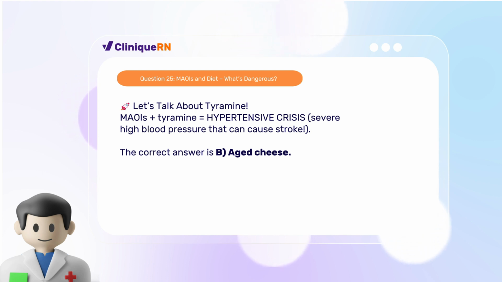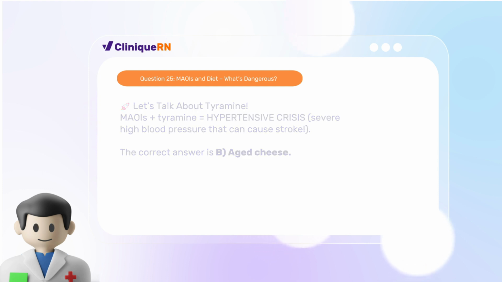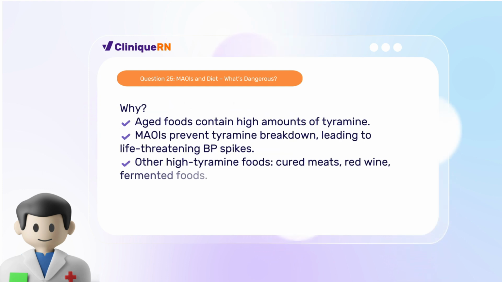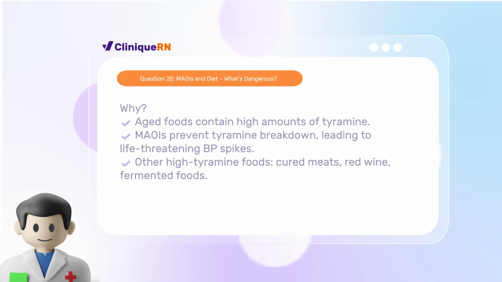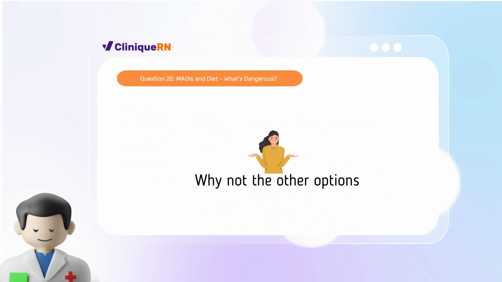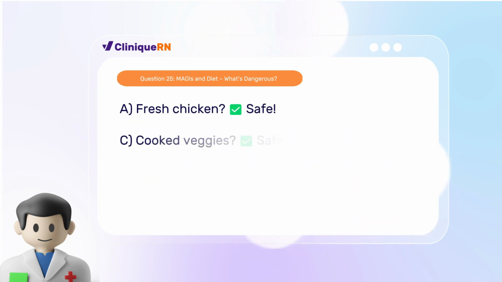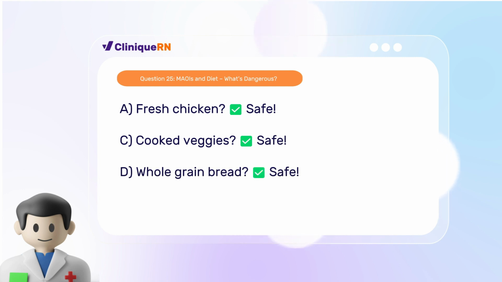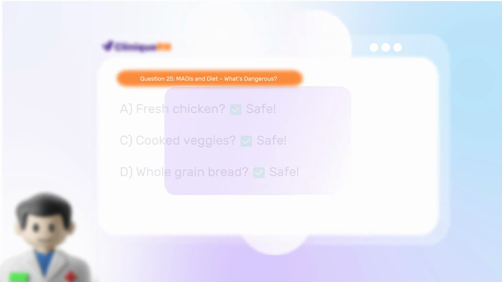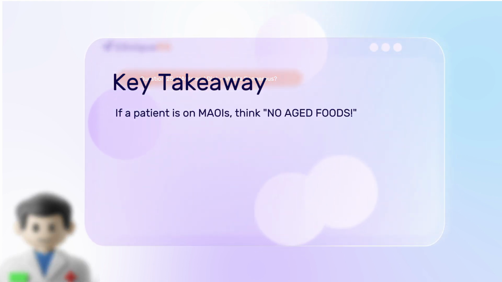The correct answer is B. Aged cheese. Why? Aged foods contain high amounts of tyramine. MAOIs prevent tyramine breakdown, leading to life-threatening BP spikes. Other high tyramine foods: cured meats, red wine, fermented foods. Why not the other choices? A. Fresh chicken. Safe. C. Cooked veggies. Safe. D. Whole grain bread. Safe. Key takeaway: if a patient is on MAOIs, think no aged foods.